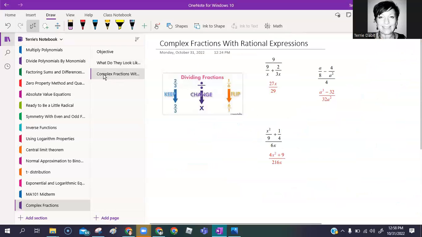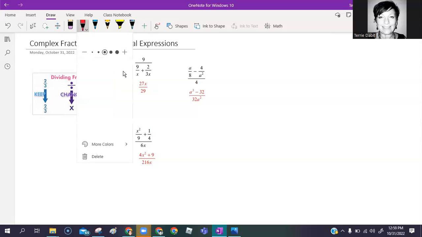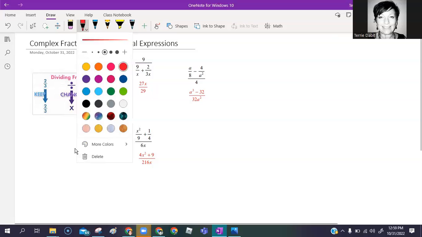Now let's go to complex fractions that have rational expressions in them. I have 3 problems here. I already got the answer there. The answer's in red. And so this is what they'll look like when they're not just fractions. They're going to be rational expressions, which you might have to add and subtract some fractions, get it in one single fraction. Okay, let's begin.